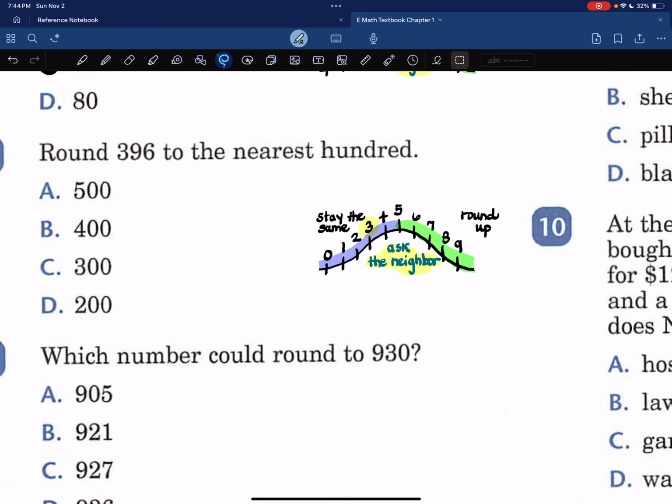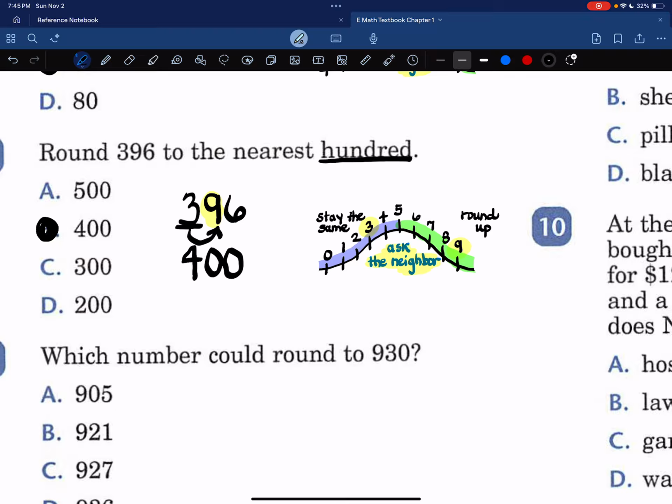Round 396 to the nearest 100. So 396. The place is 100. Look to the neighbor and ask the neighbor, what should I do? The neighbor's a 9. That's in the roundup section. So the 3 bumps up to a 4. And the neighbors round off. And that would be 400. 396 is very close to 400. Much closer than it would be to 300.